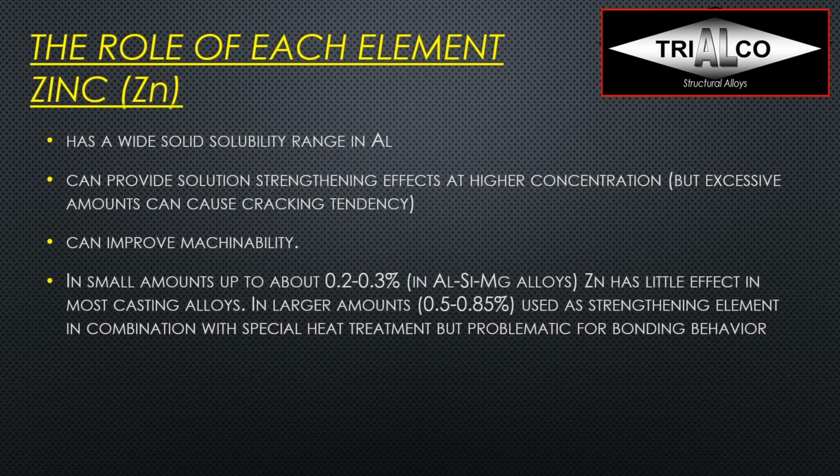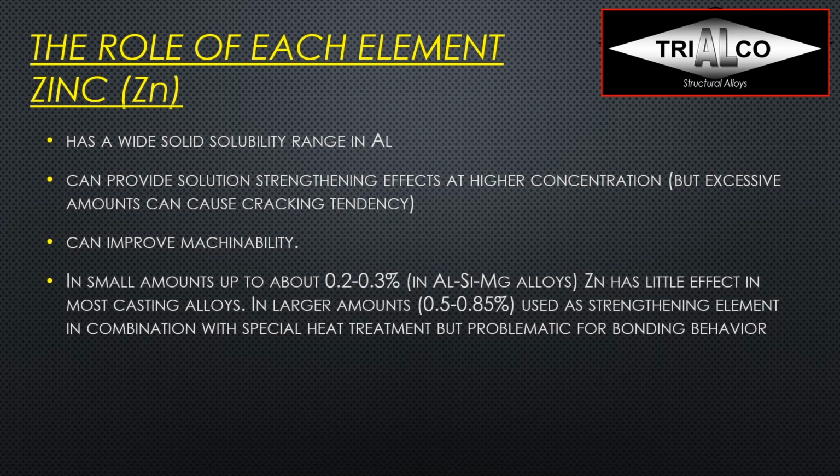has actually very little effect in most alloys, but if you go a little higher, and we see some alloys with 0.5 to 0.85%, it is used as a strengthening element in combination with special heat treatments. But we can find some problems if we're trying to bond these castings with other components.